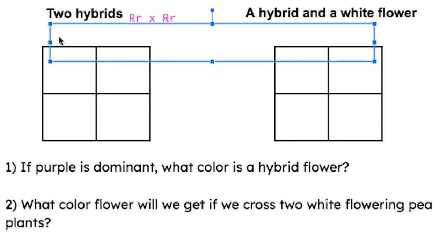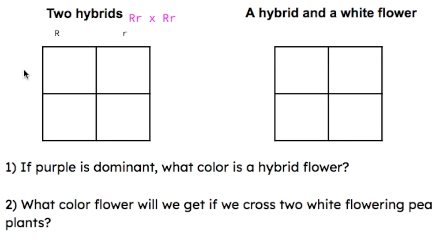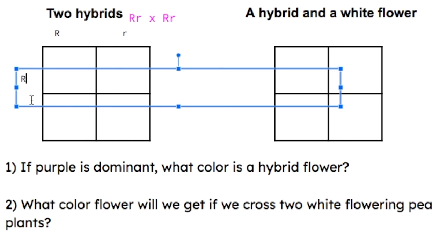If I cross two hybrids, this one's a capital R. Space it out. That one's a lowercase r. I'll do a text box here too. That one's also a capital R. Space it out, lowercase r. So we're going to do what we did before.